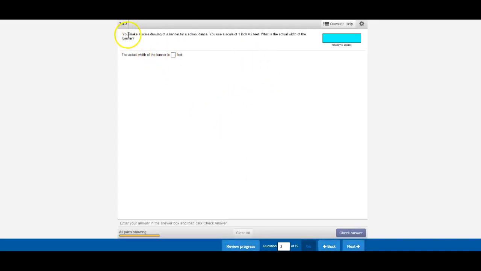Okay, this next one, you make a scale drawing of a banner for your school dance. You use a scale of 1 inch for every 2 feet. So what is the actual width of the banner? So again, here they gave me my scale, which is 1 to 2. They want to know the actual width of the banner. They told me that the banner on the model was 8 inches. So how wide is the actual one going to be?